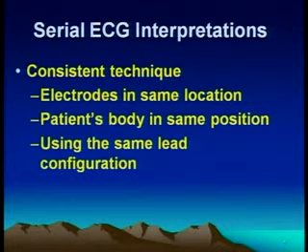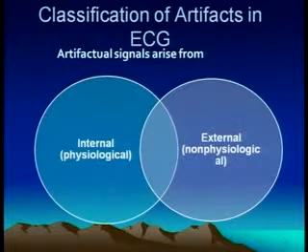So often in institutes now, they mark out the position: this is where you are going to put V1, V2, V3 to V6, so that the chest electrodes are placed in the same position subsequently. The patient's body should also be in the same position, because sometimes a patient who is orthopneic, taking an ECG again, will make a variation. So you need to see whether each ECG is taken in the same position, then only can you compare. Supine versus propped up, you may have some variation. And of course, using the same lead configuration.